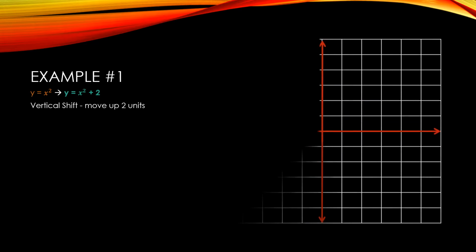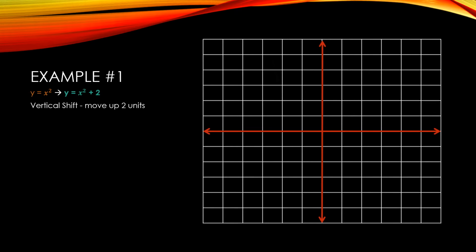What does that look like to us? First, let's sketch our parent graph here, and then shift the entire graph up 2 units. So what does that look like? This is our new graph. Now it's important to note as well that for vertical shifts, it's never a value that you find inside of a bracket. So just keep that in mind when you're looking at vertical versus horizontal shifts.